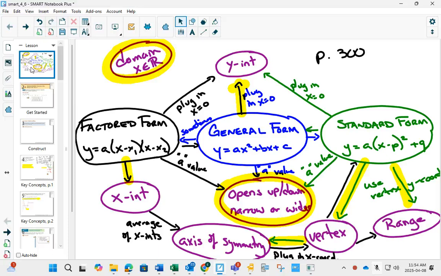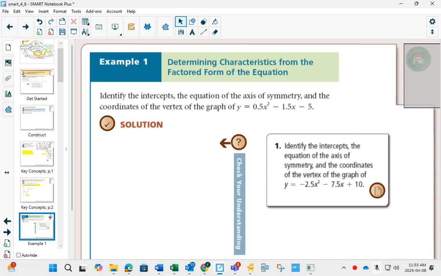Do we know the vertex? No, so the standard form is not very helpful. The standard form is for when you know the vertex. Do we know the x-intercepts? Yes. So maybe if we can get the black form, then we can just expand it and go back to the blue form in the end. That's what we're going to try to do.